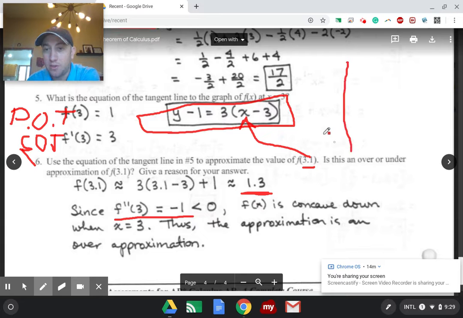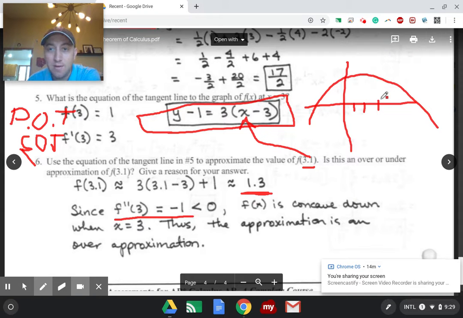So I'm going to draw a picture here. And it doesn't necessarily mean that it looks exactly like what we have. I just know that my function is concave down at x equals 3. Okay, so here's x equals 3. It's concave down. Here's the actual value of f of 3. Here's what my tangent line would look like at f of 3. Oop, I missed it, but you get the idea. I'll just make my dot bigger.